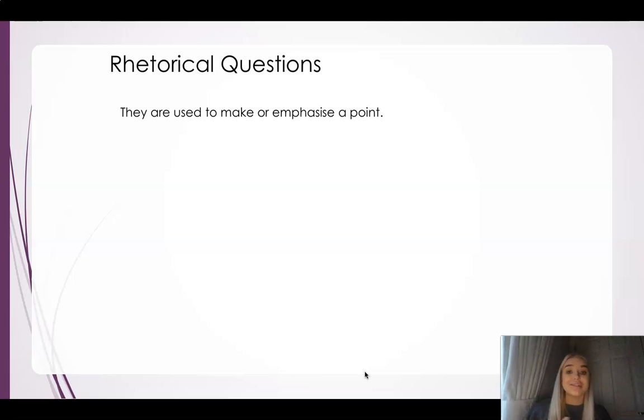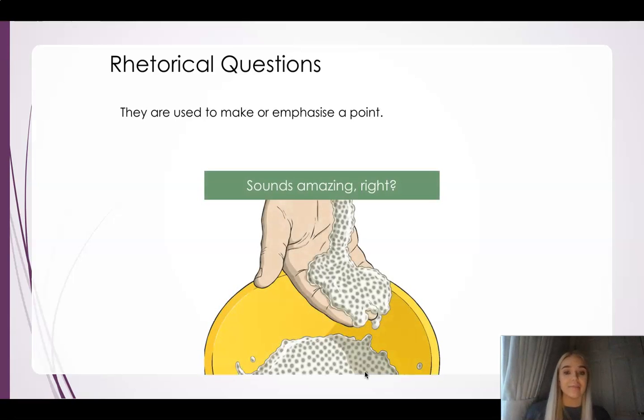They're also used to make or emphasize a point. So you might say, oh, sounds amazing, right? You don't need an answer, but the way that you use this word right suggests that you want the reader to think, oh yes, that does sound amazing. I am going to do exactly what you've told me to do because your rhetorical question has made me feel a certain way.